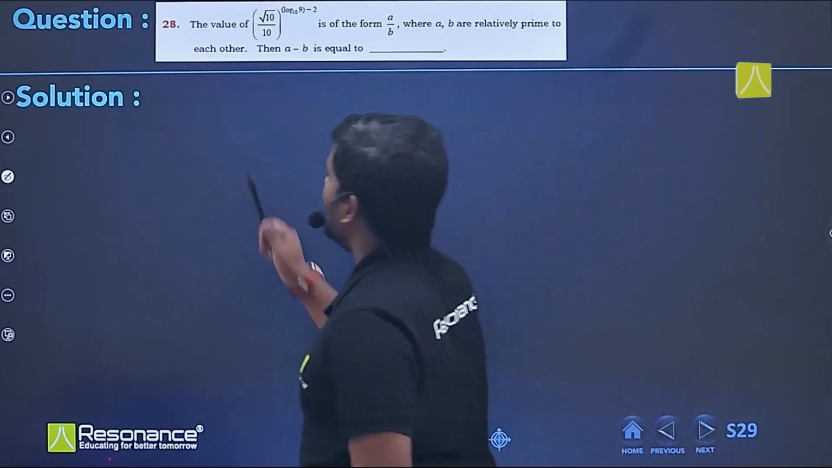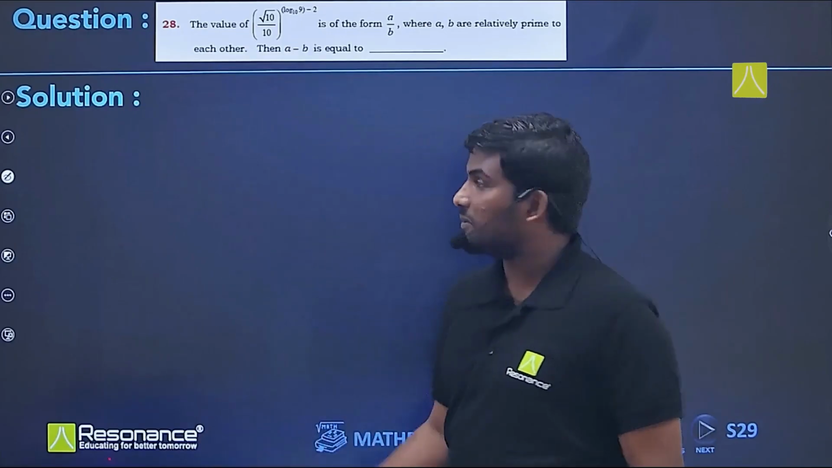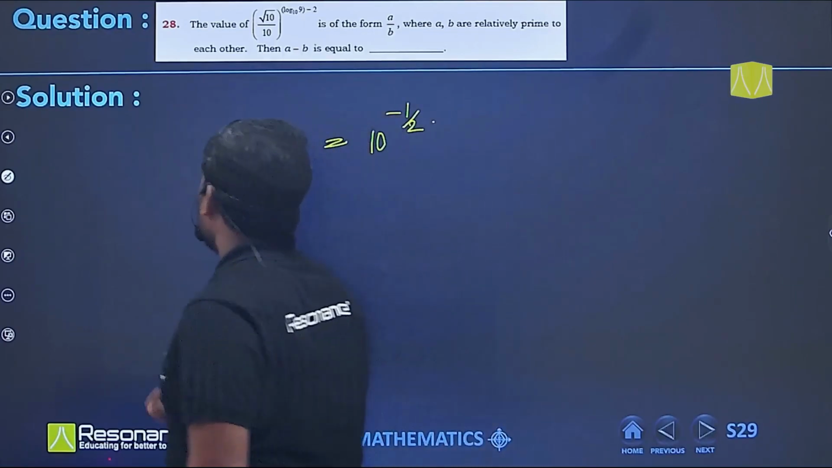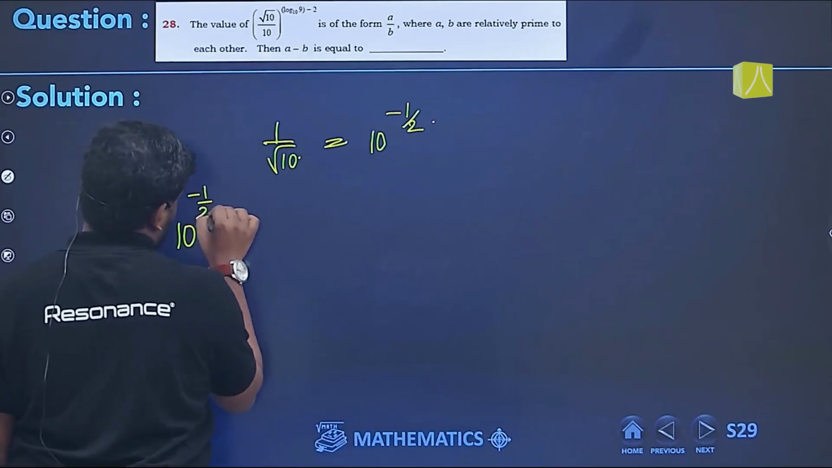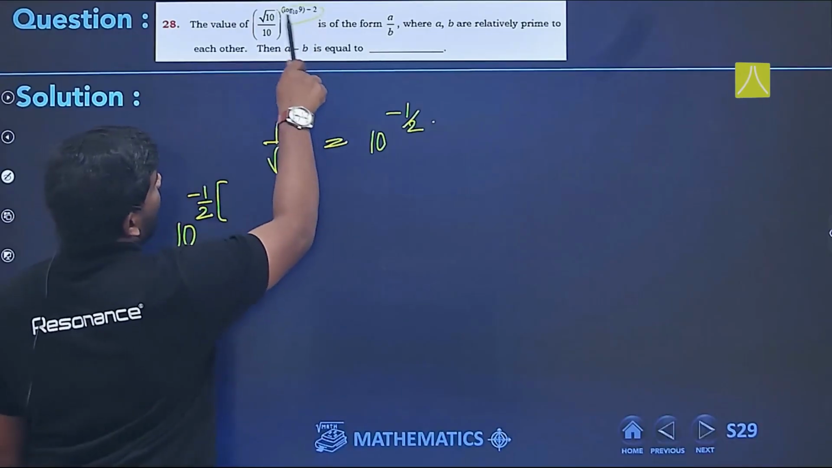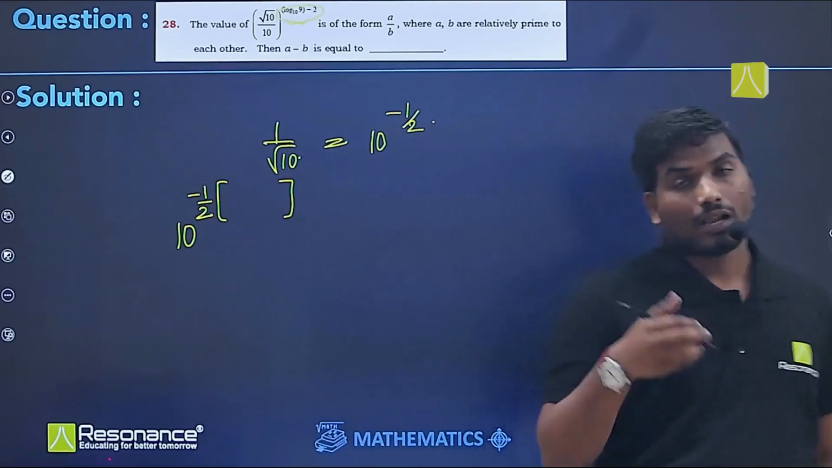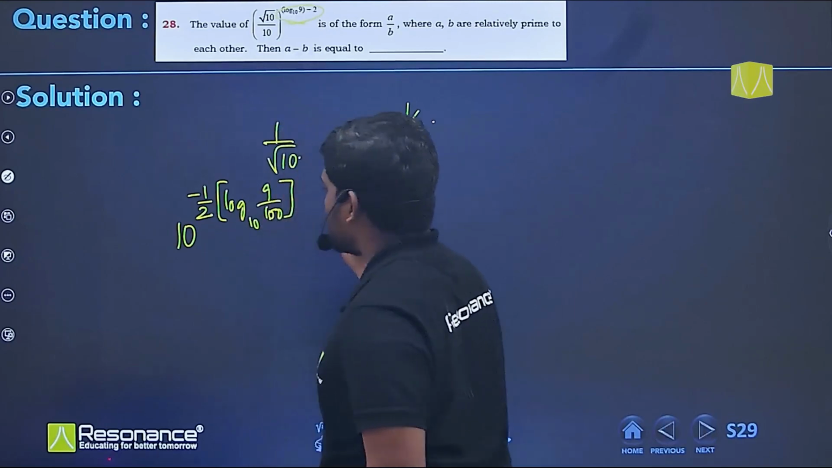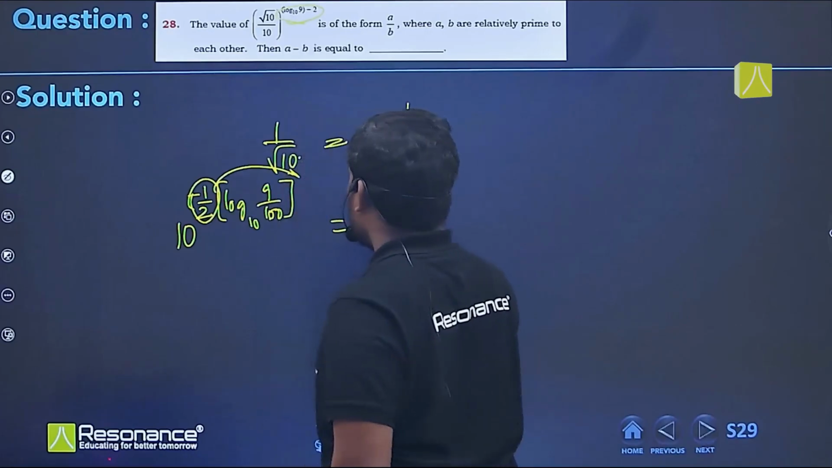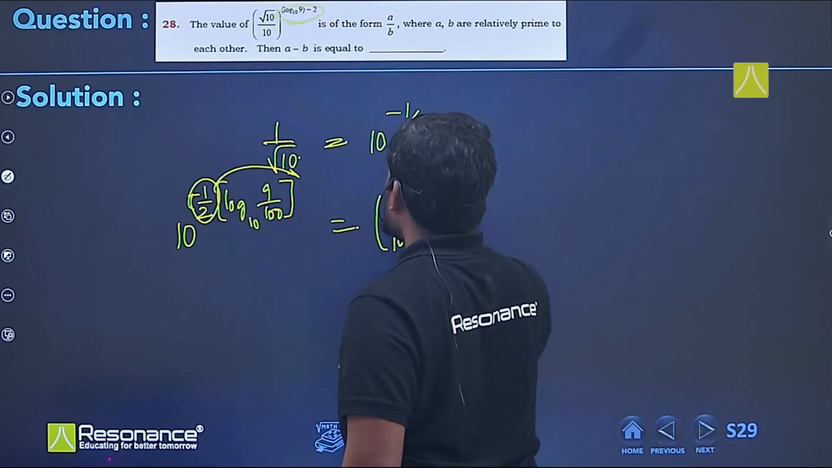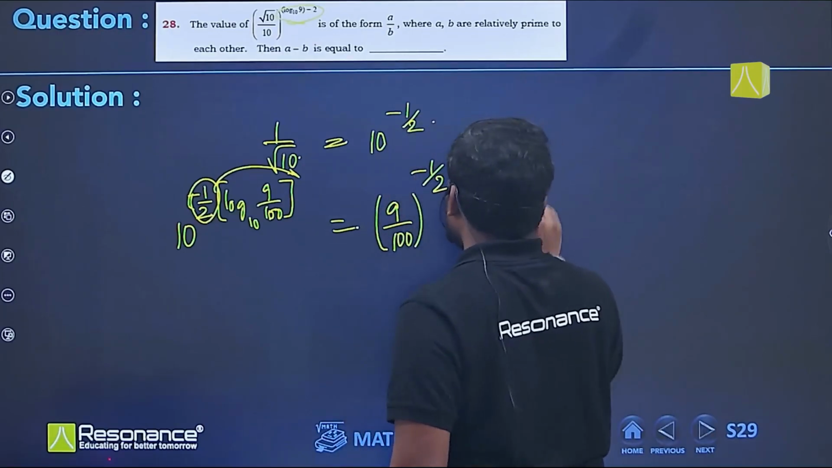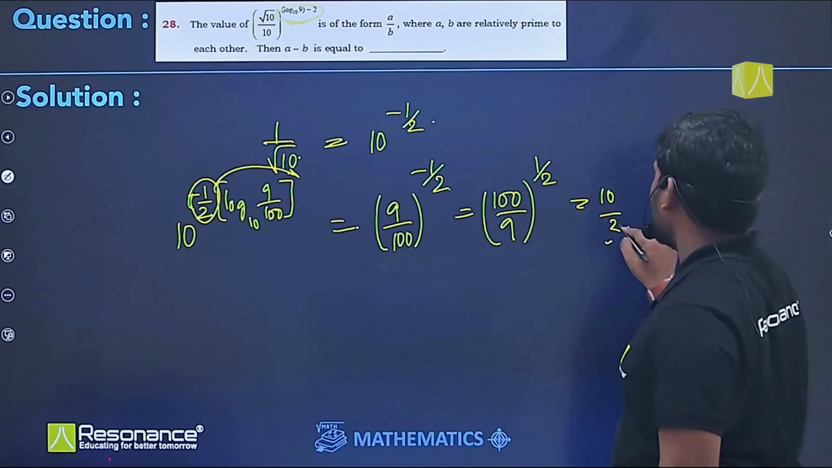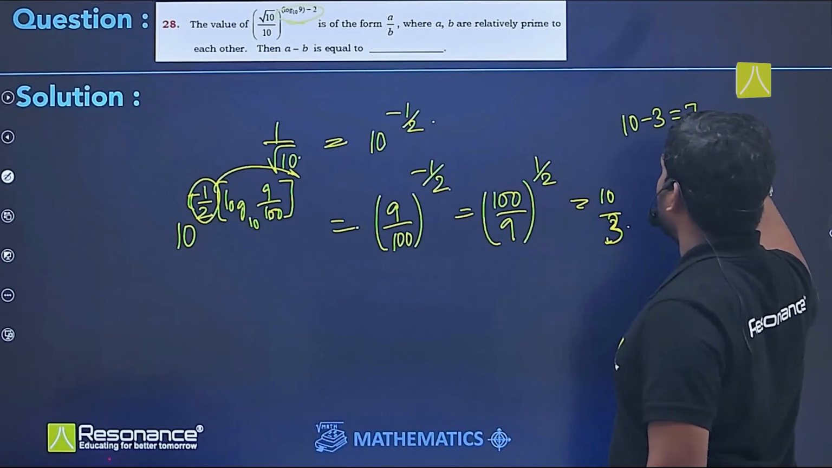Coming to the next question, 28, the value of root 10 by 10 is obviously 1 by root 10, right? Now this can be written as 10 power minus 1 by 2. Now 10 power minus 1 by 2 into this entire thing, log a minus log b is log a by b. So that's log 9 by 100, base 10. So the result would become 9 by 100 power minus 1 by 2. So that's 100 by 9 power 1 by 2, which is 10 by 3. So A minus B equals 10 minus 3, which is 7. Alright?